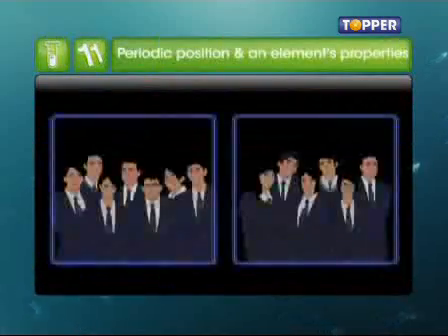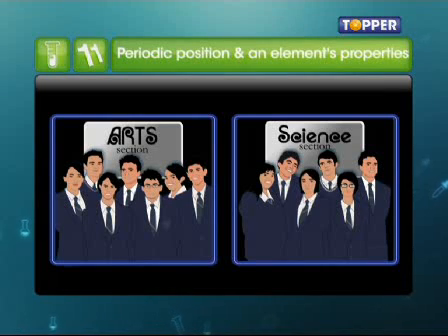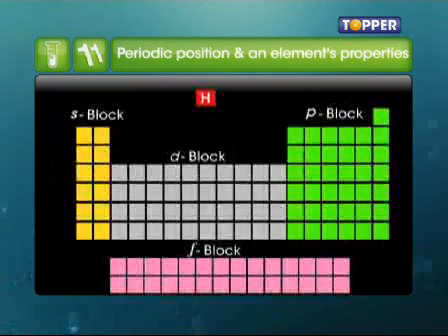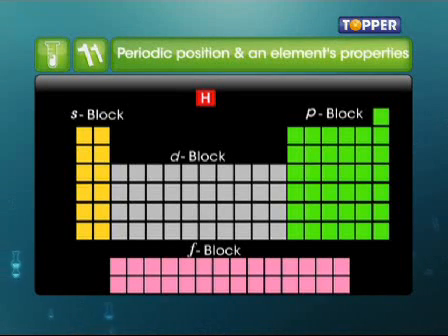Elements in a particular block are a bit like you and your classmates who belong to the science stream and only study science-related subjects. Now, students in a different stream, like the arts, are identified by the fact that they study completely different subjects. Elements of a periodic table are exactly like that. Their position in the periodic table says a lot about their properties.